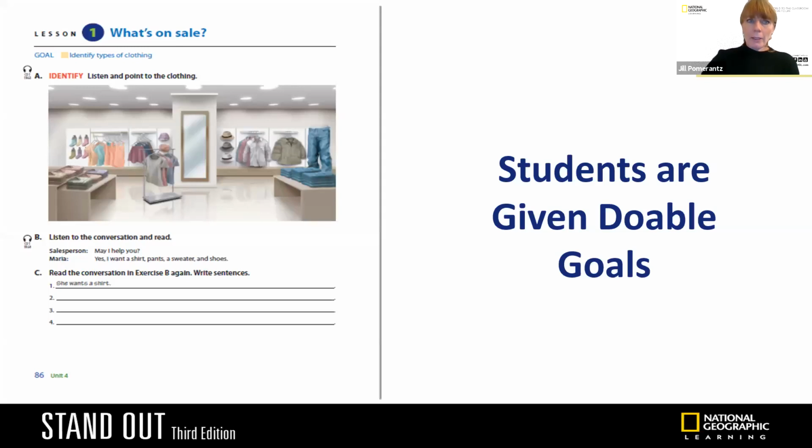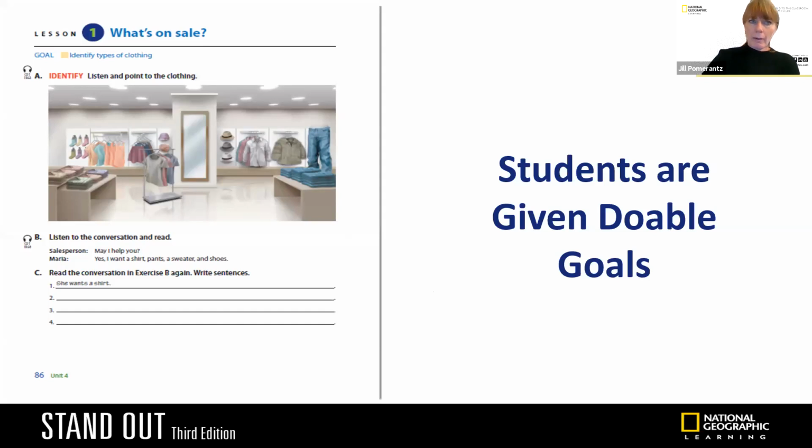And then we go on into the lesson. So we have lesson 1. Like I said, there are 5 lessons per unit, okay? So every lesson starts out with a goal. Right here you can see goal, and it says identify types of clothing. In every lesson, students are given doable goals.